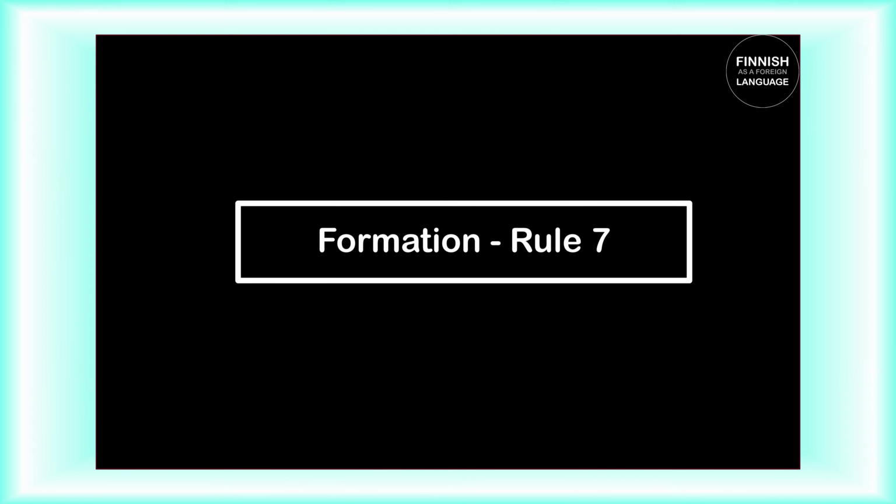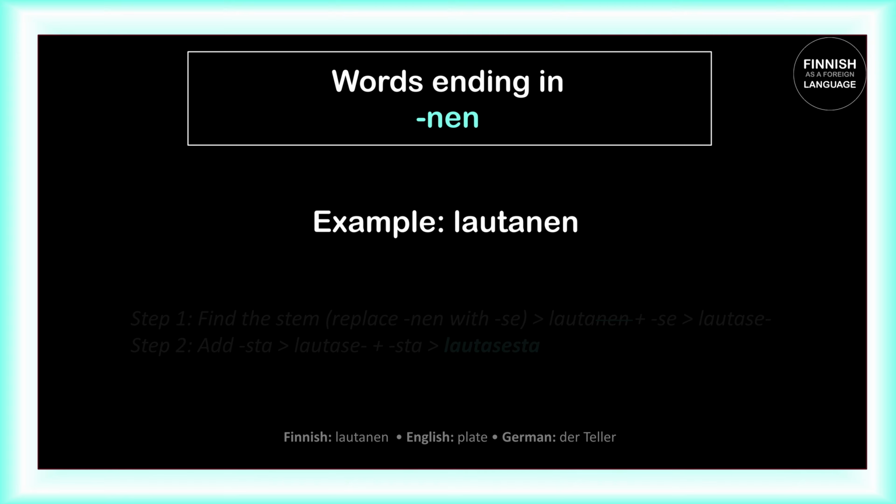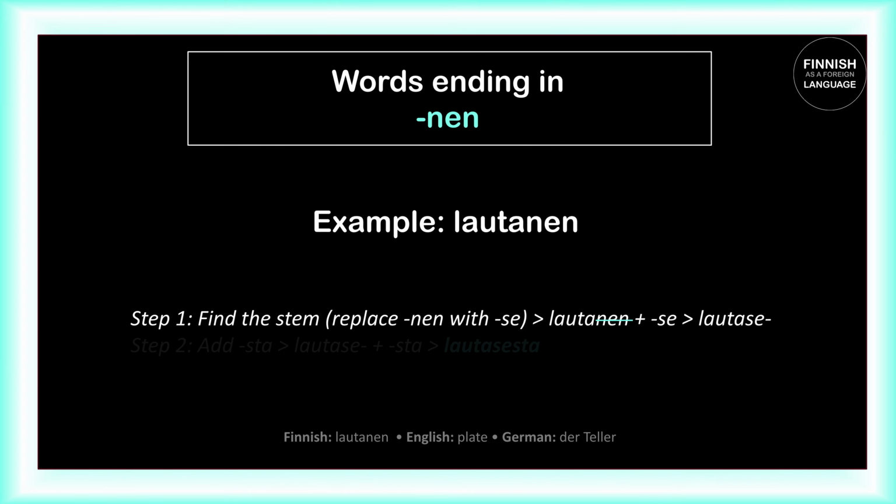Next one, rule number 7. Words ending in nen. Here's one example. Lautanen means plate. In the first step again we have to find the stem, which means we have to replace the ending nen with se. So lautanen changes to lautase. And then in the second step we have to add sta to it and we get lautase plus sta is lautasesta. This is the elative case of lautanen.